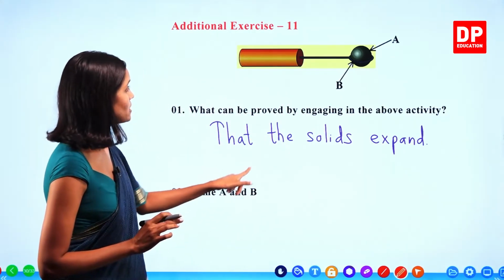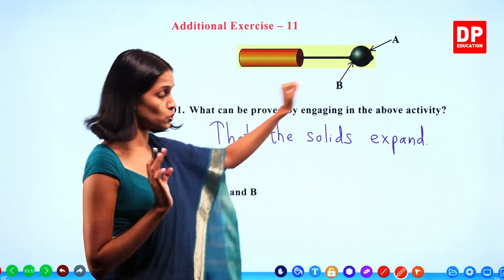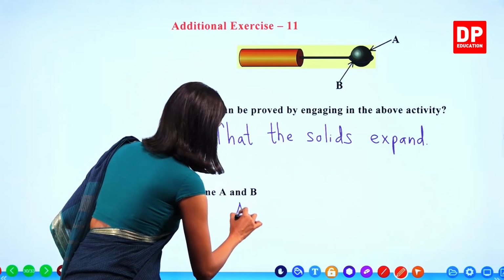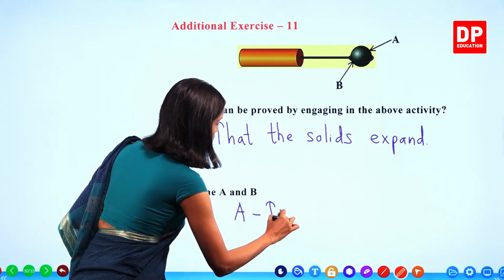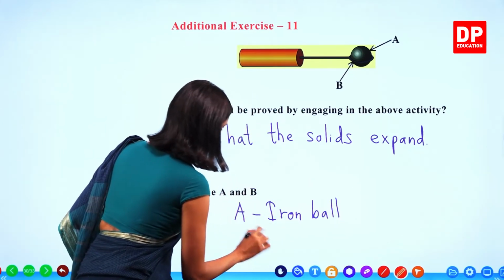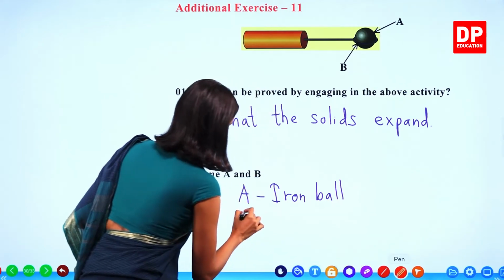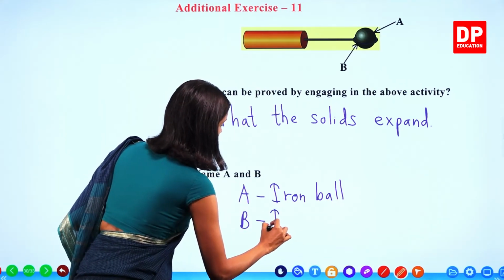Name A and B. What is A? Iron ball. B is iron loop. A, iron ball or marble. B, iron loop.